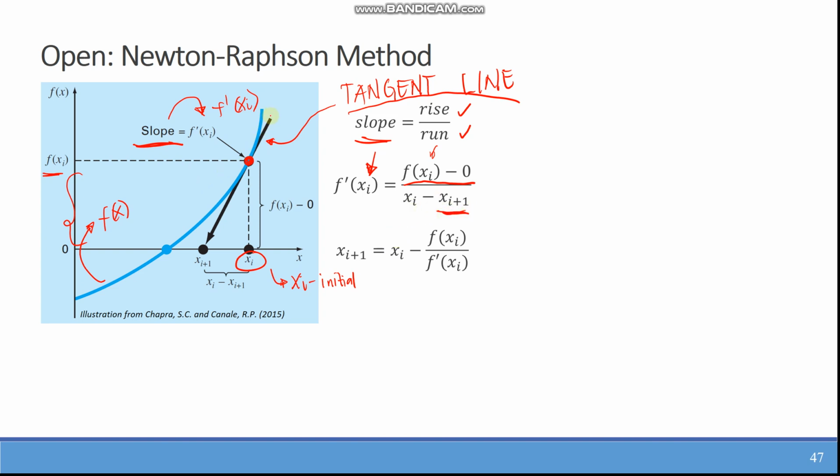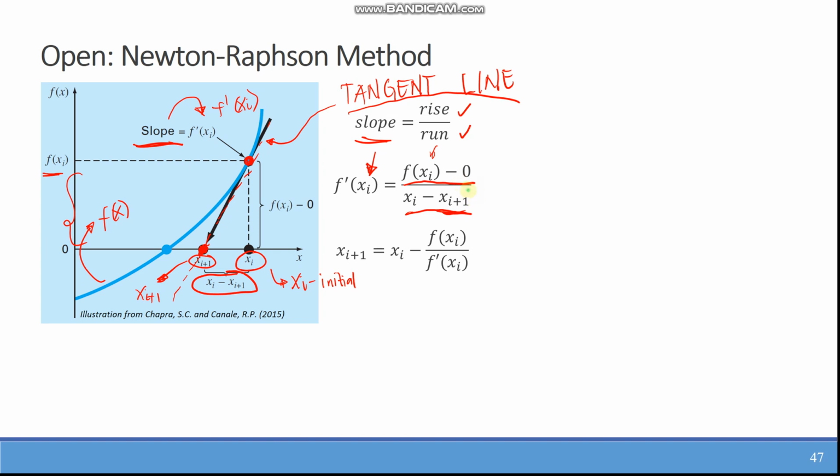So again, if there's a tangent line, and then if we extend that, it will intersect at the point along the x-axis, that is when y is equal to 0 at this point. So this point where the tangent line is intersecting the x-axis, we call that the x sub i plus 1. So that's why we have here the x sub i minus x sub i plus 1.